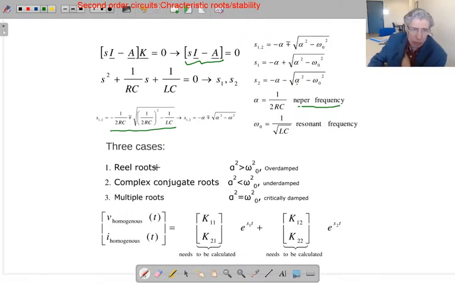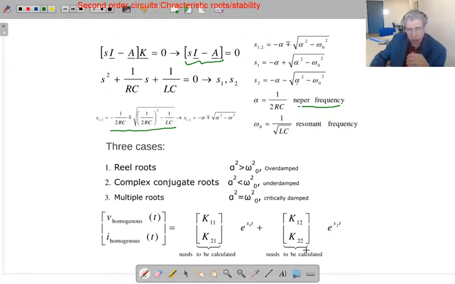So if the roots are real, that means alpha square is bigger than omega 0 square. If this is positive, then S1 and S2 become real. If this is negative inside, then it's going to be a complex conjugate root. If this is equal to 0, it's going to be multiple roots. So there are three root types, and how we are going to observe these root types, we just said that. Once you found all these characteristic roots, your homogeneous solution is going to be this.